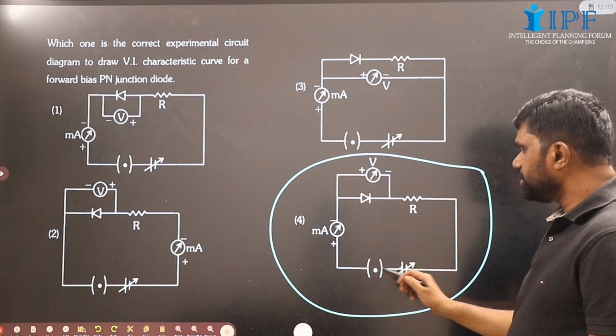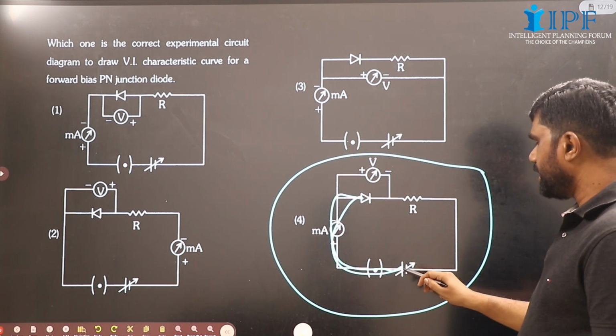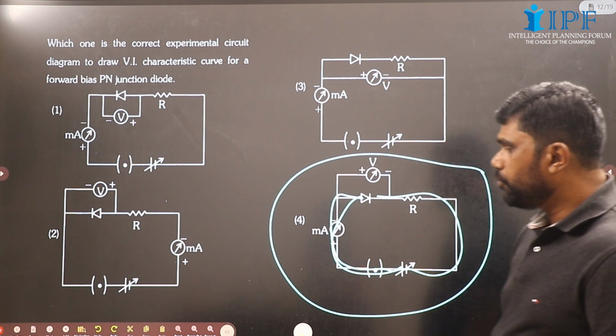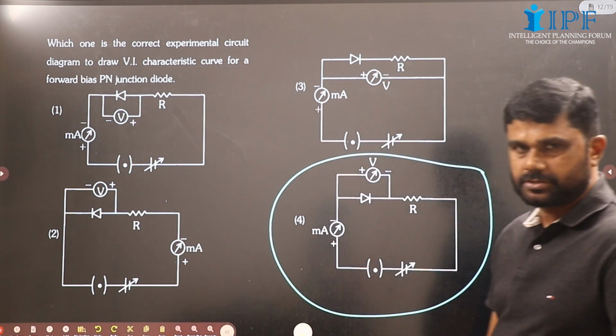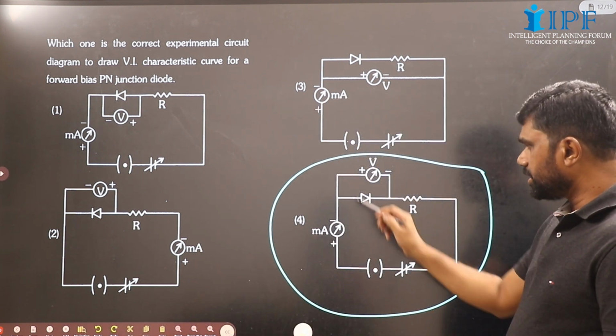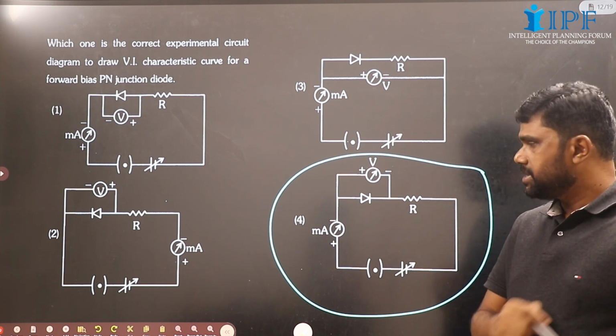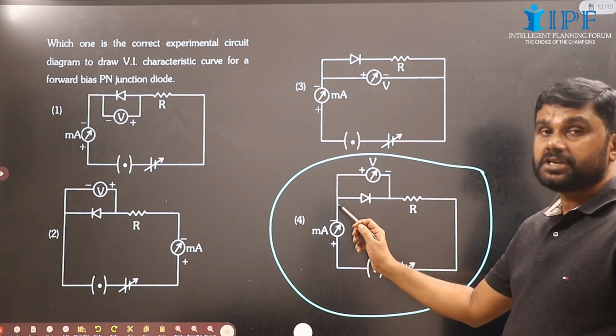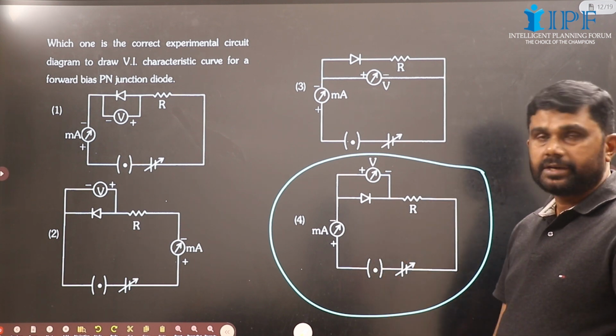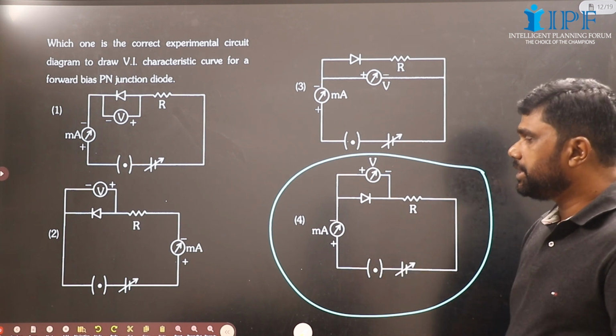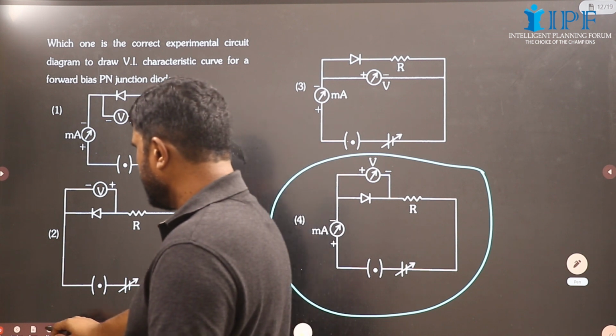Here the positive pole is connected to the P side and the negative pole to the N side. Of course, it is forward biased. And the voltmeter is connected only across the diode, so it will measure the required voltage, and the ammeter reads the current through the diode. So this must be the right circuit.